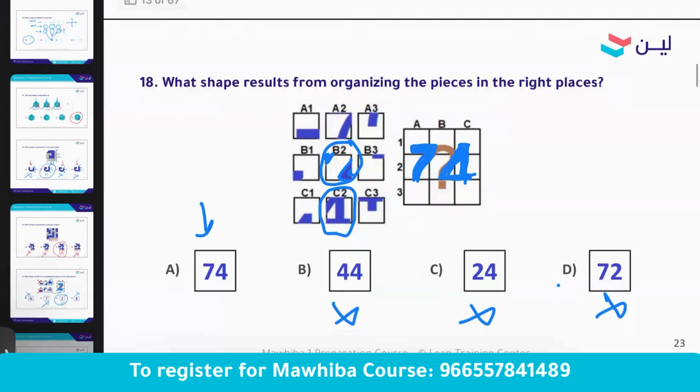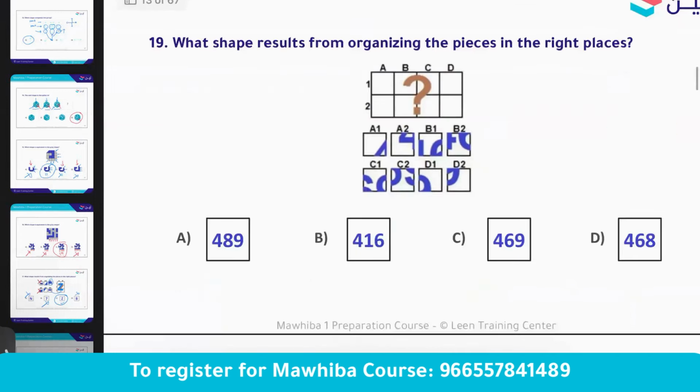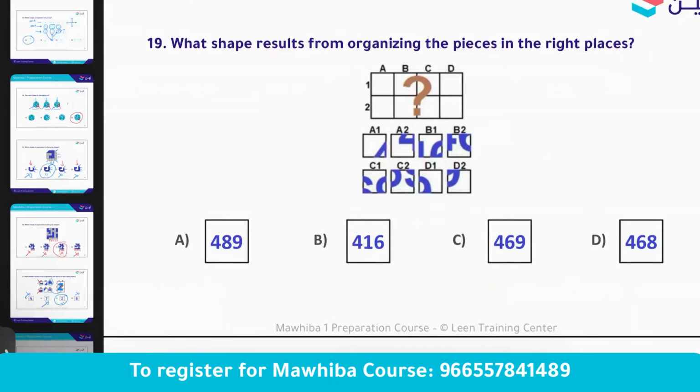So now let's move on to the next shape. And this question is yours. So we have over here multiple numbers. So don't be scared. It's the same puzzle. Start drawing square by square. Here is A1. I have a line that moves from almost the corner to the corner.